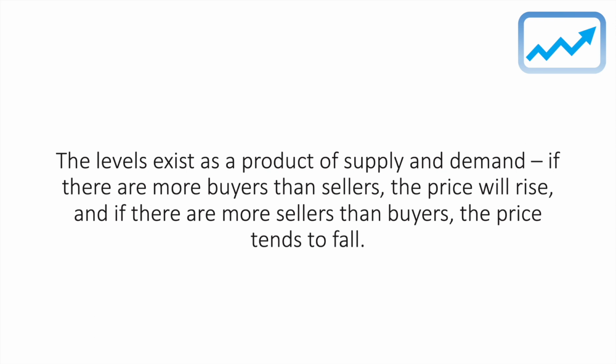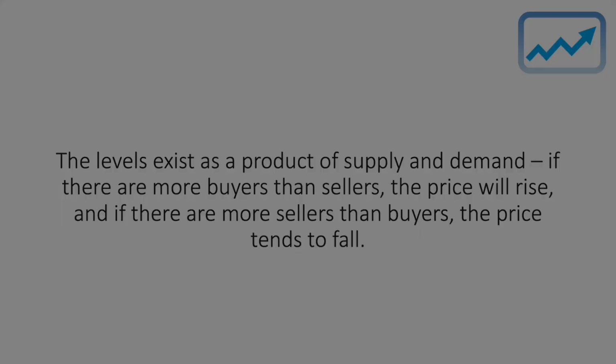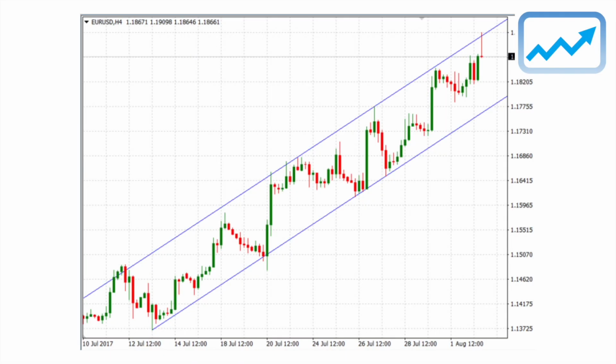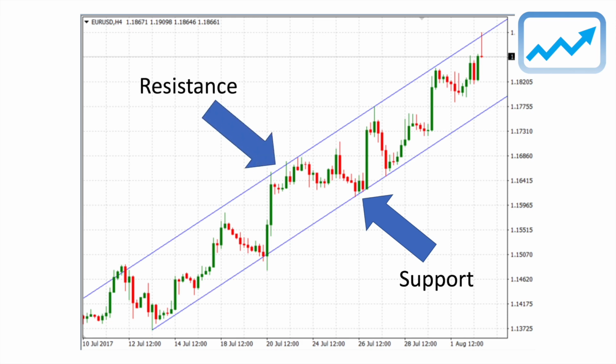Now the levels exist as a product of supply and demand. If there are more buyers than sellers, then the price will rise. And if there are more sellers than buyers, then the price will fall. So on this Forex chart, you can see that there is a bullish movement with clearly defined support and resistance levels. The support level is the bottom level, and the resistance is the top level. Now the price moves seamlessly up and down, touching the support and resistance lines before reversing in the opposite direction.